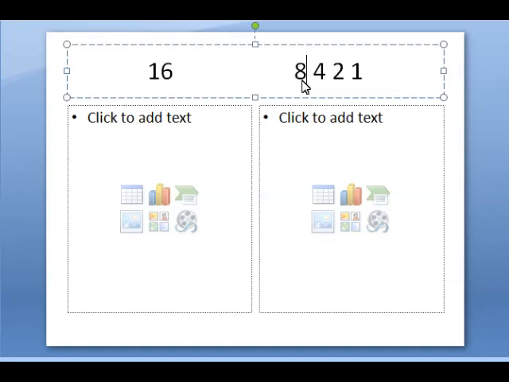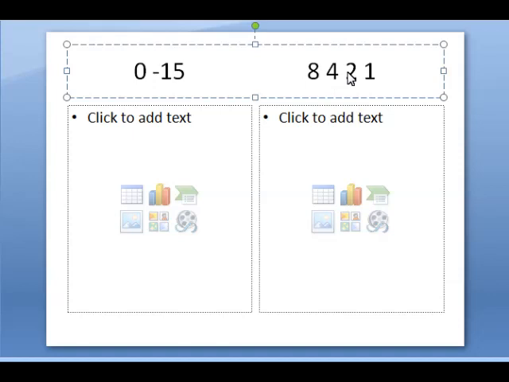Okay, total 16 numbers, but it is 0 to 15. Total 16 numbers. So here you have to add 1 plus 2 is 3. 3 plus 4 is 7. 7 plus 8 is 15.